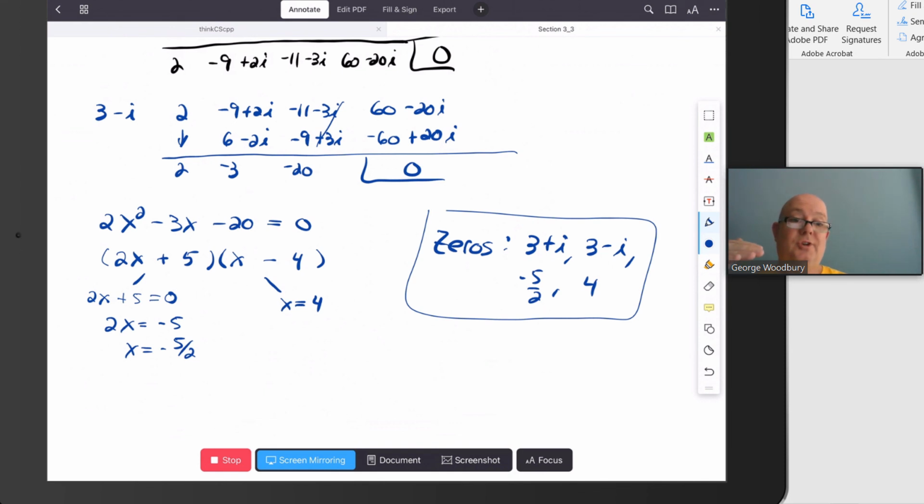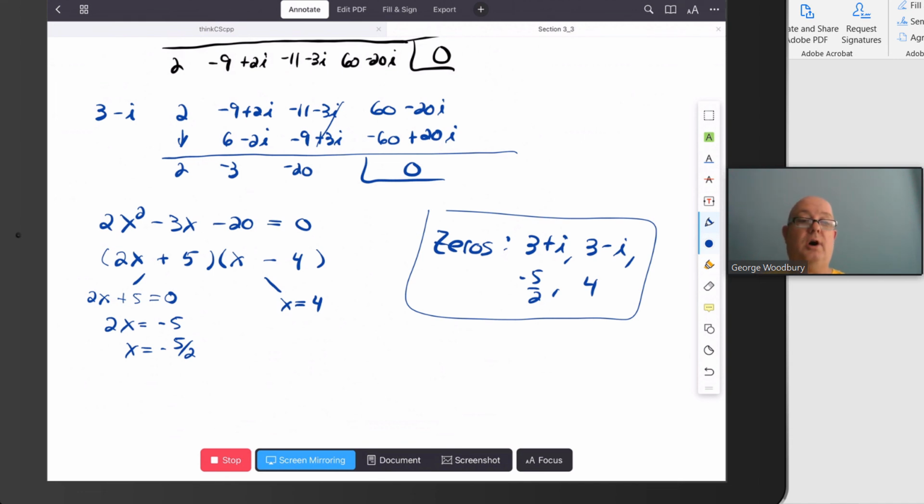The first division was painful. The second one, since we're getting back to just real coefficients, was less painful because the imaginary parts kept canceling out. And then we took it from a fourth degree polynomial to a second degree. Not so bad. That's it for this one.